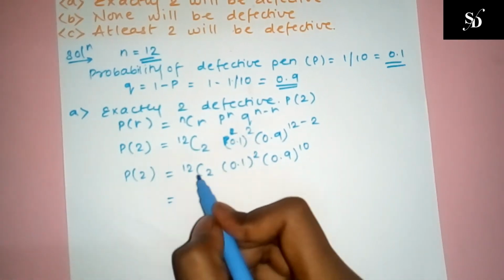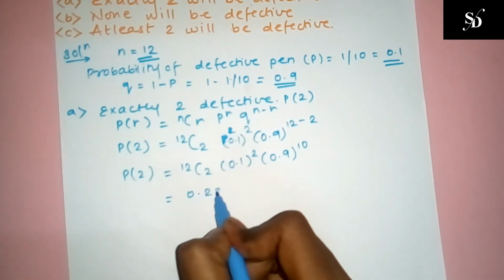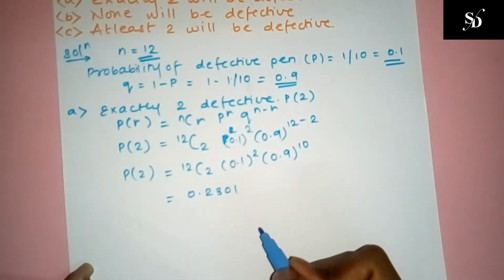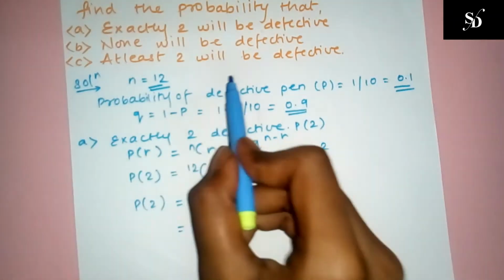You can see this for reference. That is, it is 0.2301. You will get the answer somewhere around this, then you are right. Now we have the second case, that is none will be defective.